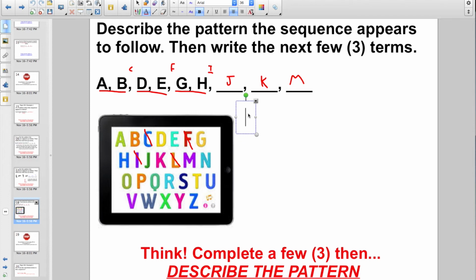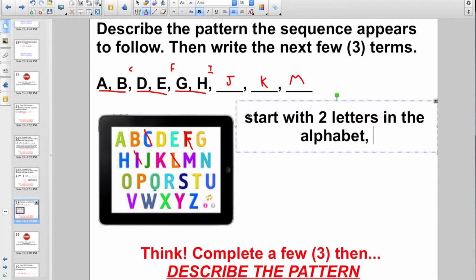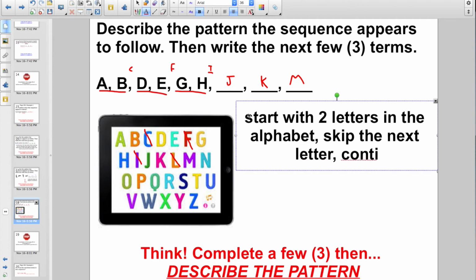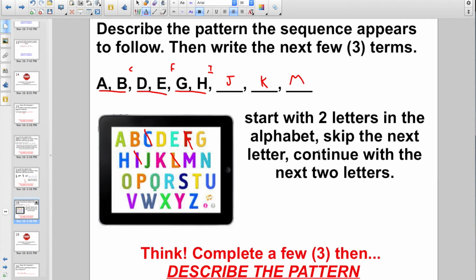So we could say, start with 2 letters in the alphabet. Skip the next letter. Continue with the next 2 letters. Again, it doesn't have to be written exactly that way. You just have to write your thoughts neat enough so I can read them and that you can go and tell that you understand what's going on. Math is not always just about numbers. It's about being able to convey what the numbers or what the patterns is doing.